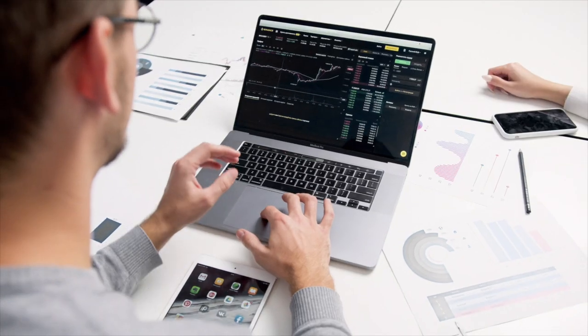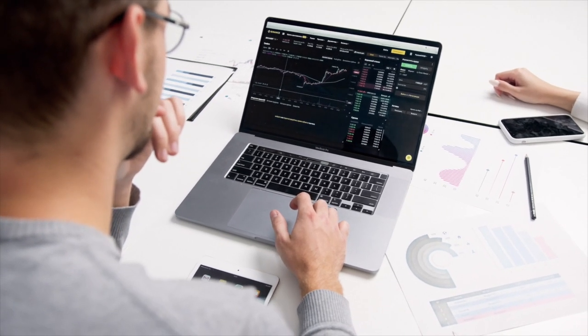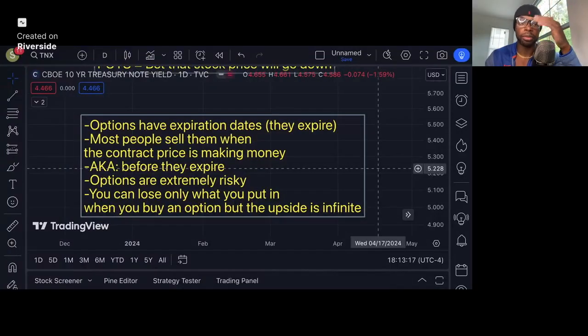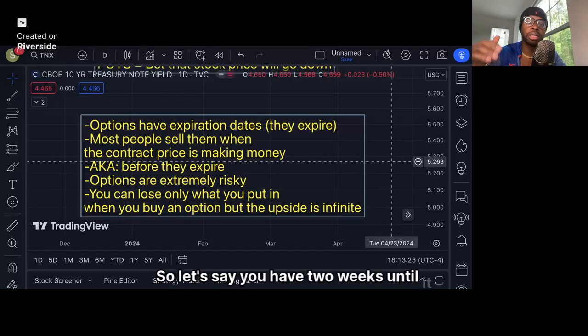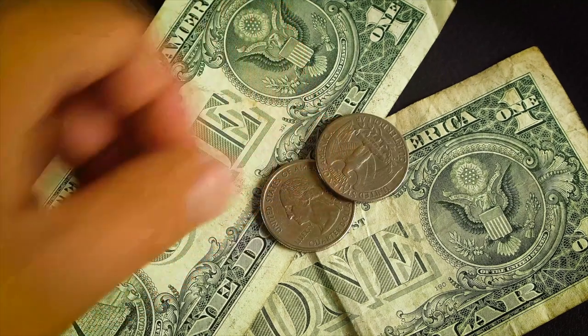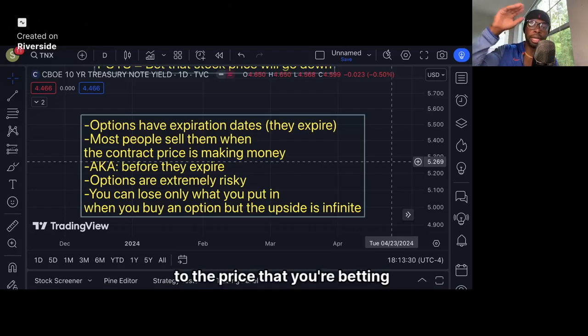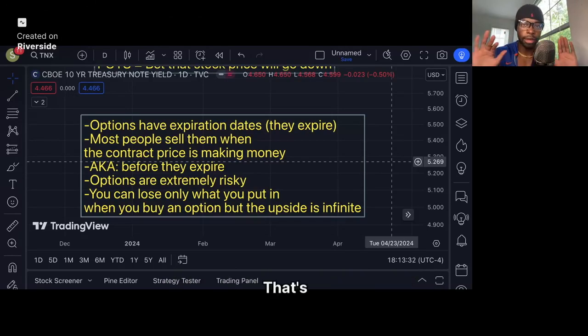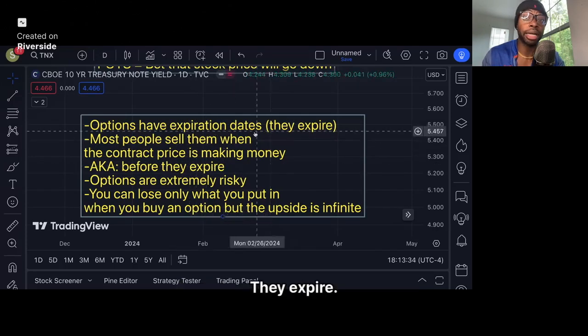Now, options do expire. They have weekly expiration dates, so they expire on Fridays. The further out you buy a contract, so let's say you have 2 weeks until it expires, it's going to be more expensive because you have more time for the stock to move to the price that you're betting it's going to go to. That's it. So options have expiration dates.